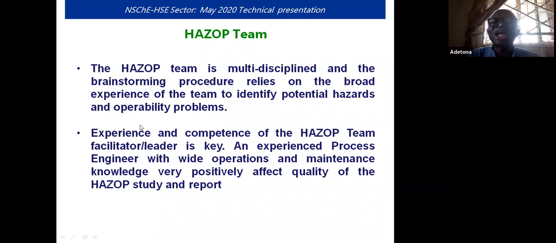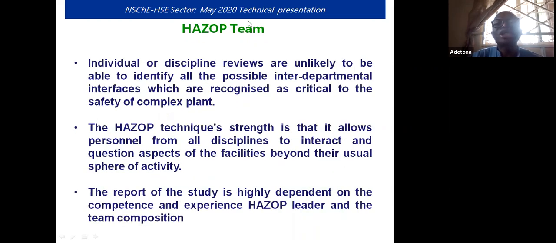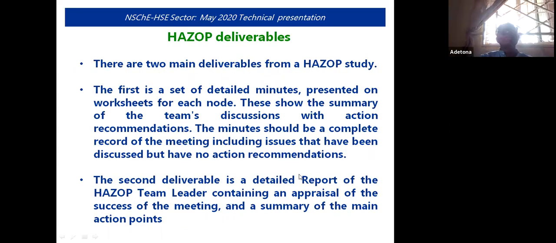Now, the HAZOP team I talk about, as we said, is a multidisciplinary team, and the experience and competence of the HAZOP and so on and so forth. We're not going to that. So this forms the particular thing. Now, what are the deliverables? After we carry out the workshop, the brainstorming, and the HAZOP secretary has documented and produced the worksheet, there are two major deliverables we expect.